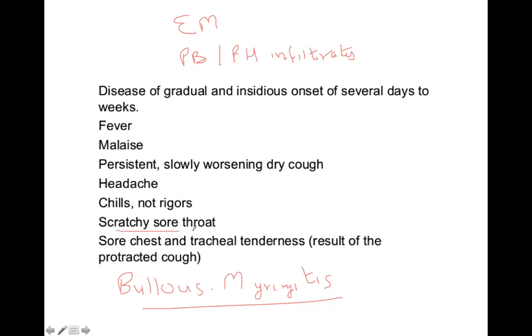Scratchy sore throat, tracheal tenderness. This is also characteristic. Tracheal tenderness is characteristic of mycoplasma. Okay, so these are very important points. The patient may have headache, dry cough. This is because it's an atypical pneumonia. Fever is a non-specific finding. So you have to remember erythema multiforme, bullous myringitis, peribronchial and perihilar infiltrates, scratchy sore throat, and tracheal tenderness. These are characteristic.